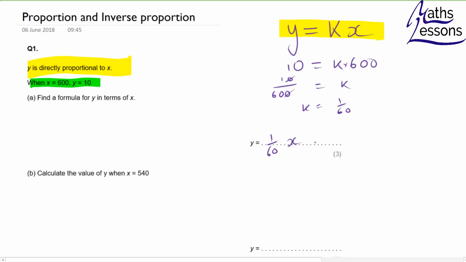It's good to leave things as fractions when you're dealing with non-calculator papers. If you've got a calculator paper that's not so important, but generally I would recommend leaving things as fractions whenever possible, because that will improve your maths.